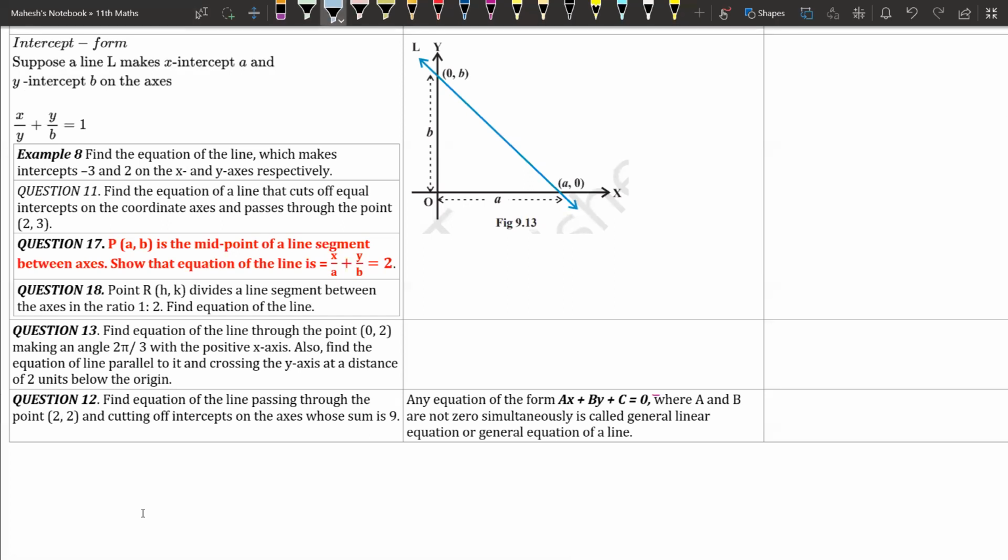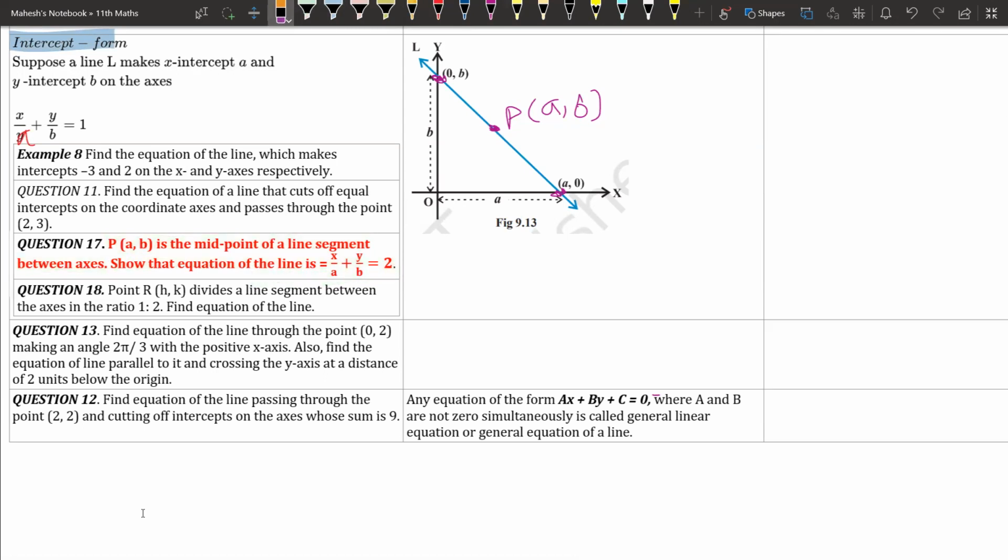Continuing with the next question based on intercept form. Now it says question number 17. It says P(a, b) is the midpoint of a line segment between the axes. That means P is this point, whose coordinates are (a, b), and that is the midpoint of the line joining these two points. We have to show that the equation of the line is x over a plus y over b is equal to 2.